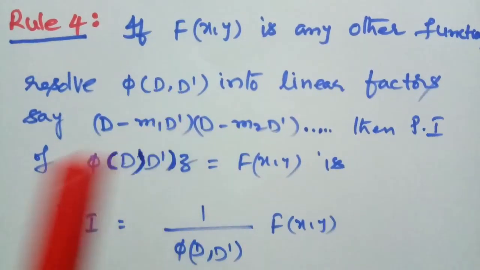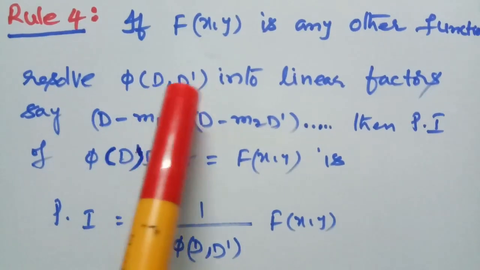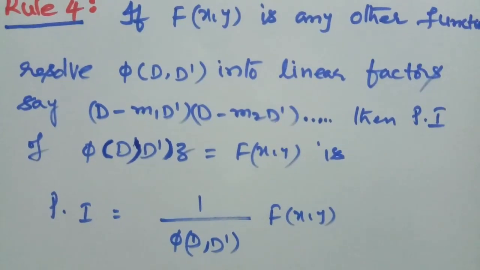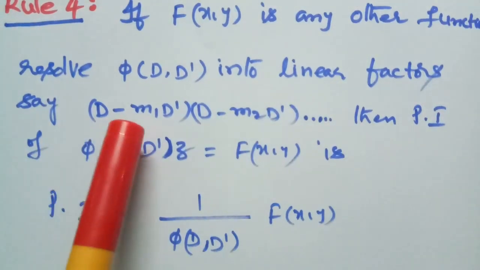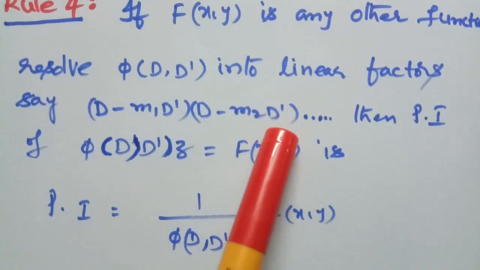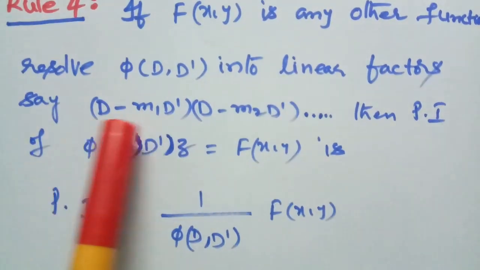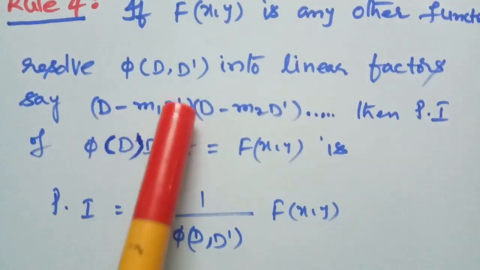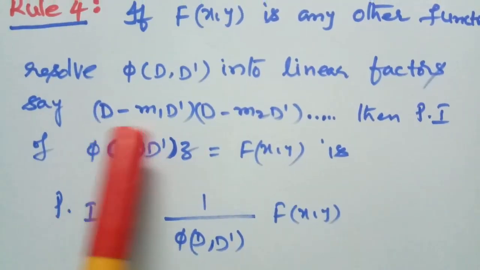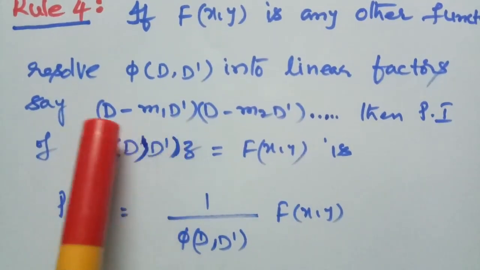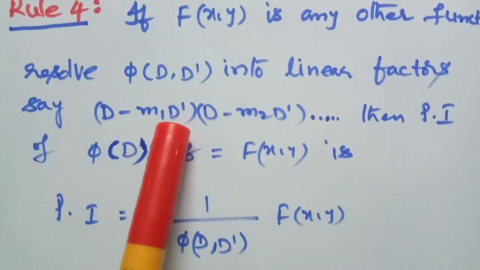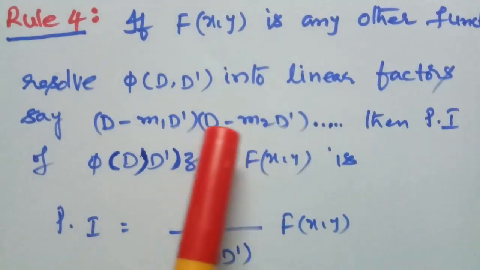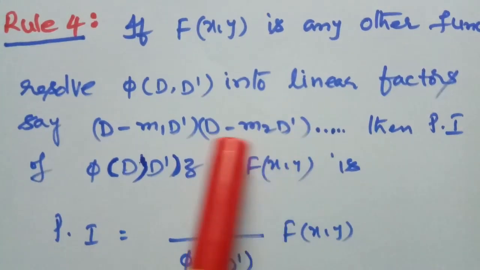you resolve the denominator phi of D, D dash in the particular integral into linear factors, say D minus m1 into D dash, D minus m2 into D dash. Linear factor means degree of each term in that expression must be equal to 1. So each factor should have first degree term only, then it is called linear factor. D minus m1 into D dash.